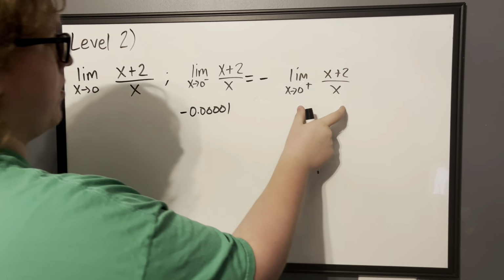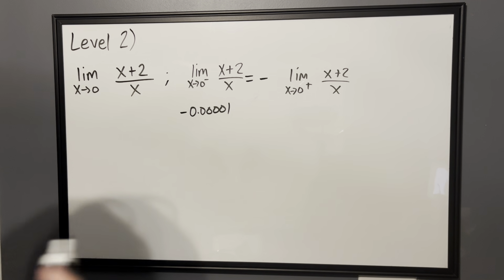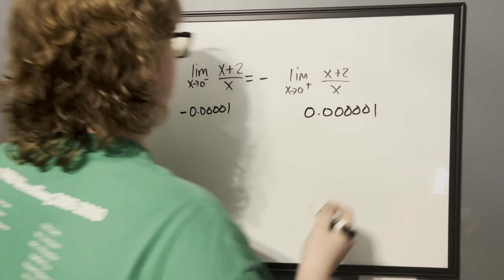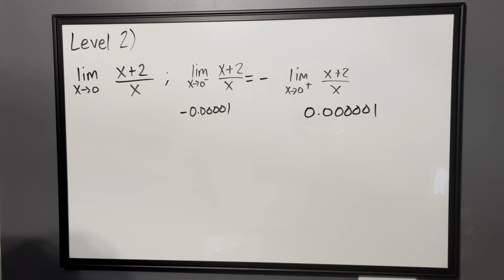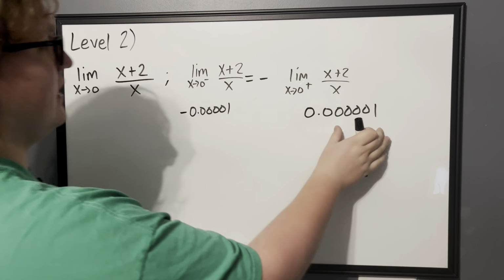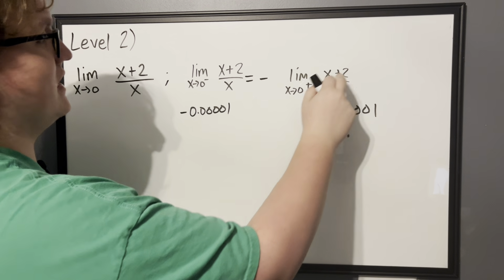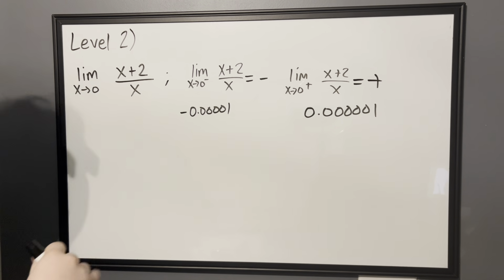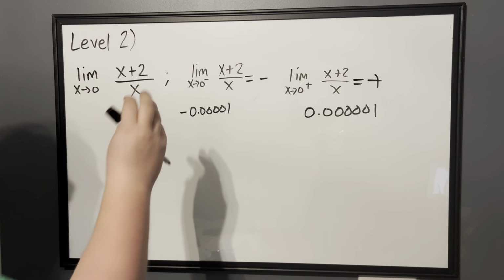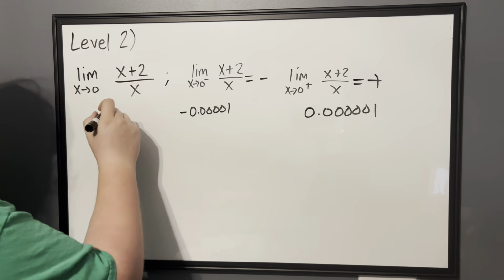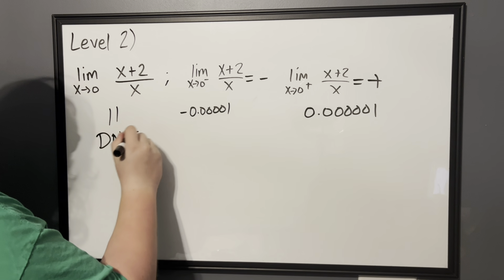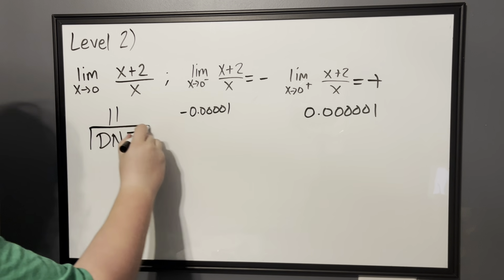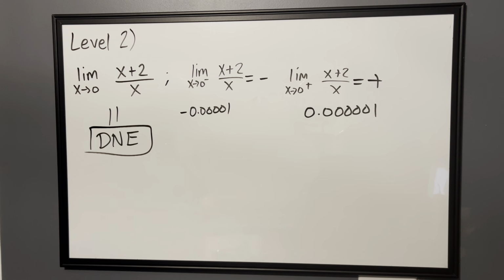Now with this one, we're approaching 0 from the positive direction. So the same thing, but what if we choose x to be 0.00001? We're allowed to do that. That's a number that's getting closer to 0. But when we plug this in, this number up here is a positive number. And this number down here is also positive, which means this one is going to give us a positive number. And since we're getting a negative number here and a positive number here, this whole limit does not exist because from the left and from the right, the answers are not the same. So that's going to be our answer for level 2. We'll go ahead and move on to level 3.